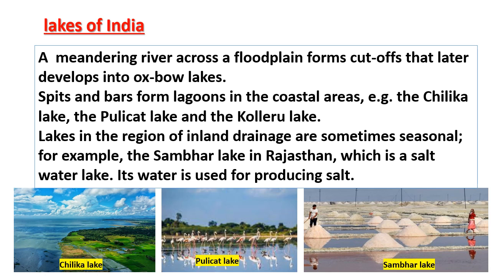Lakes in the region of inland drainage are sometimes seasonal, for example, Sambhar Lake in Rajasthan, which is a saltwater lake. It is used for producing salt.